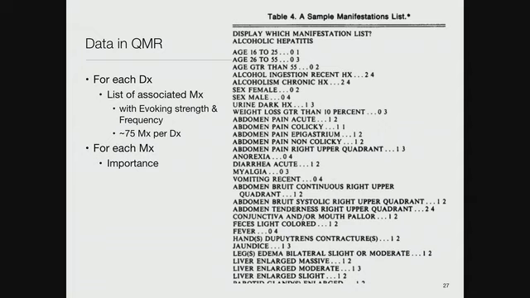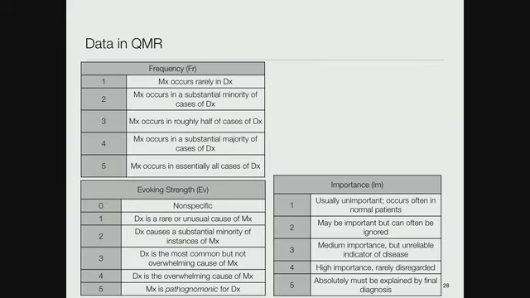So many man-years of effort went into coming up with these lists and coming up with those numbers. Here are the scales. So the evoking strength, 0 means nonspecific, 5 means it's pathognomonic. In other words, just seeing this symptom is enough to convince you that the patient must have this disease. Similarly, frequency: 1 means it occurs rarely, and 5 means that it occurs in essentially all cases, with scaled values in between.